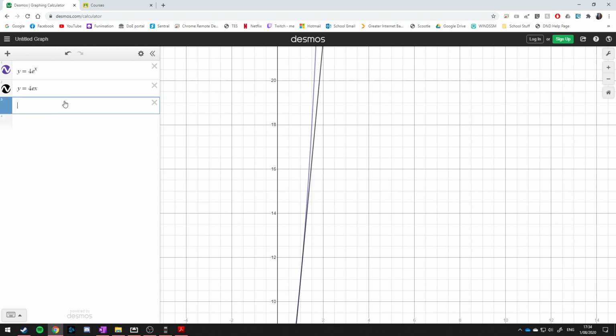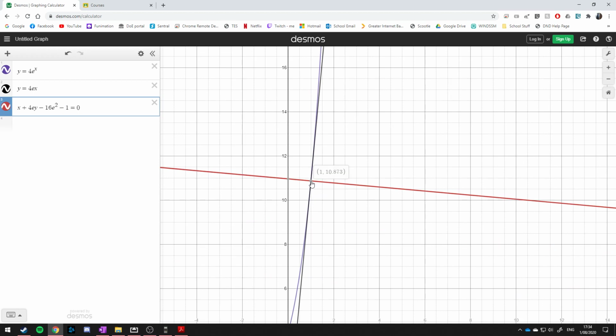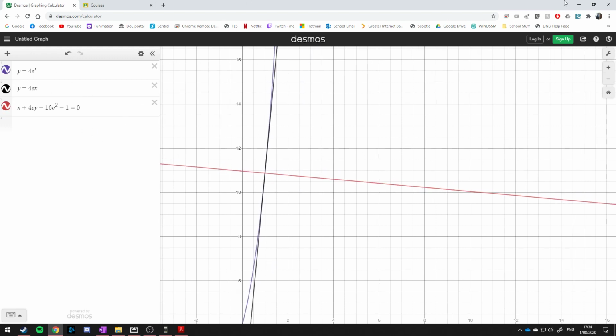Now our normal, as we decided, was x plus 4ey minus 16e squared minus 1 is equal to 0. Have a look, here's our value of 1 here, and this is our normal that goes there. If I remove this one, it has that perpendicular gradient, so it makes 90 degrees with the other line there. Okay, so let's move on to the next question.